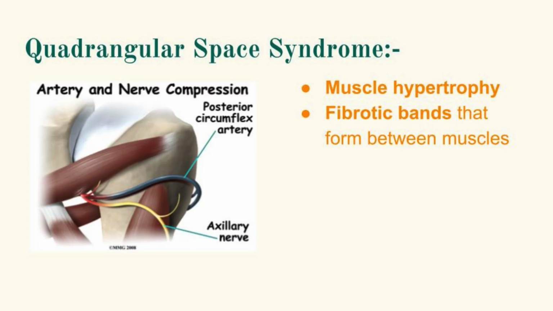Quadrangular space syndrome occurs when the axillary nerve and the posterior circumflex humeral artery are compressed within the space. This can be due to muscle hypertrophy, especially in athletes, or fibrotic bands that form between muscles.